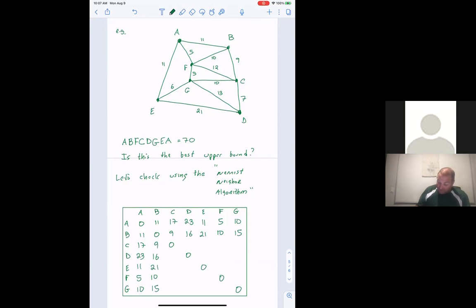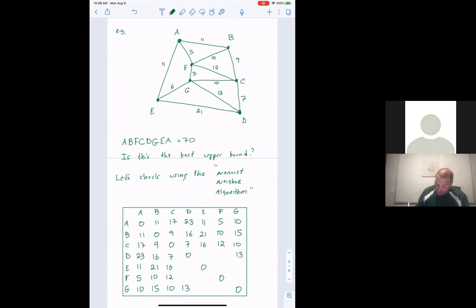CD, we got a 7. And then CE, it looks like 10 and 6 is 16. And then CF, I have a direct route of 12. And then CG, I have a direct route of 10. DE, I have a direct route of 13. That seems to beat everything. Oh, I'm sorry, I was looking at the wrong one. That was DG. I might as well fill that in. DG is 13.